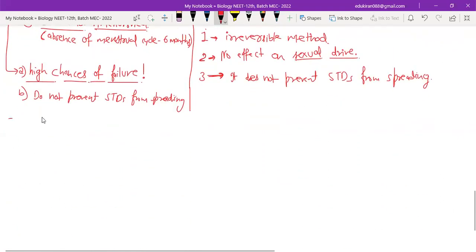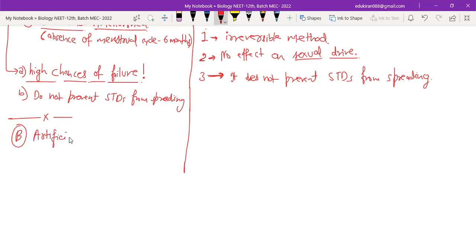Yes. Now the second thing, again in the temporary method, is artificial methods. Now in artificial methods, they are also of multiple types. First one is the barrier method.